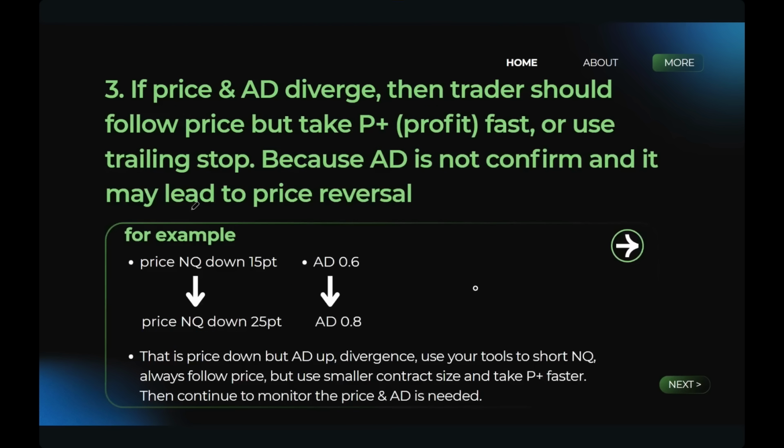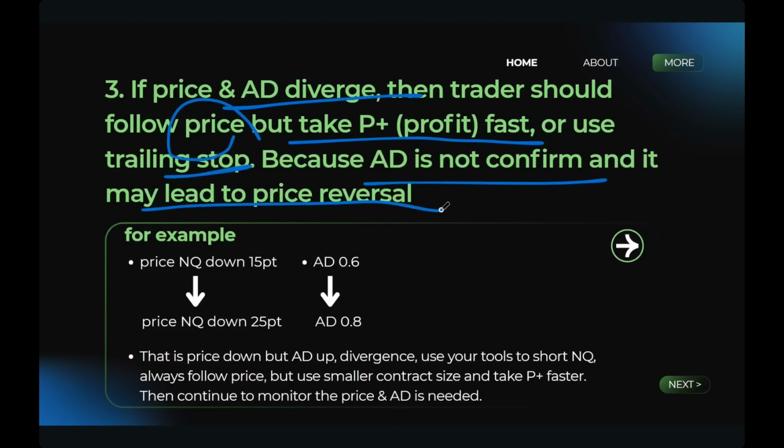If price and AD diverge, then traders should follow price, but take profit fast or use a trailing stop because AD is not confirming. It's a divergence, and it may lead to price reversal, but no one knows when the price reversal will happen. So we follow price. So this solves the problem of divergence.